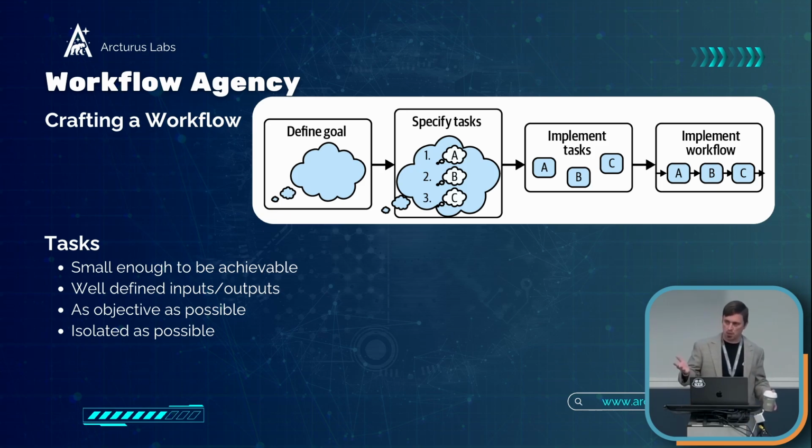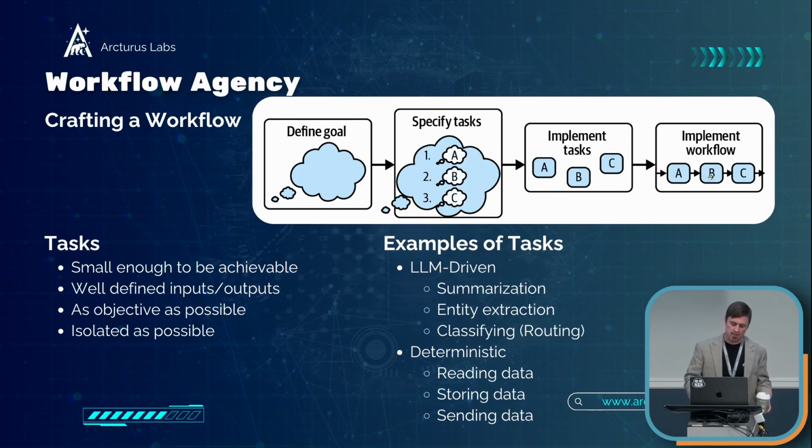The tasks should be small enough to be achievable. The inputs and outputs, ideally, are well defined so that you can describe these things as objectively as possible, and so that you can have them in isolation and only have to reason about one of these little boxes rather than this full box. Examples of tasks: you can have LLM-driven tasks, or you can have deterministic tasks. For LLM tasks, you can summarize text, do entity extraction, or classify or route if you have a kind of fork in your workflow. But there's no reason that you have to use LLMs for every one of these steps.